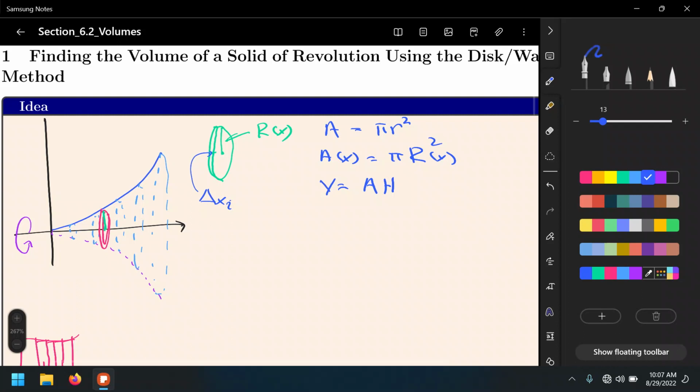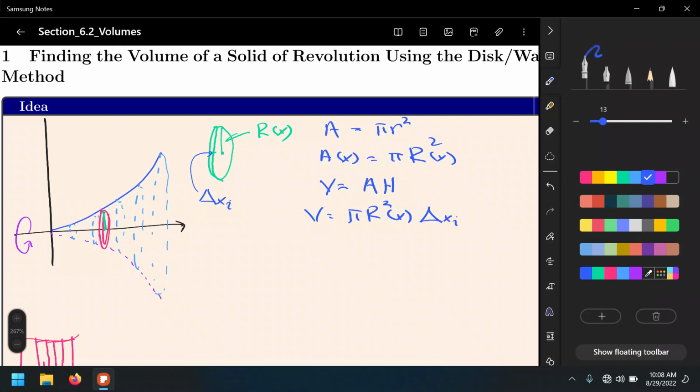But the thing is, cylinders are usually taller than they are wide. Unlike coins and discs, they are wider than they are tall. But it's the same geometric shape. To find its volume, we use the same formula. All right. Well, so we have a formula for the area in terms of x. That's pi R squared of x, and the height of the cylinder. That height is going to be the thickness of the disc in this case, which is delta x sub i.